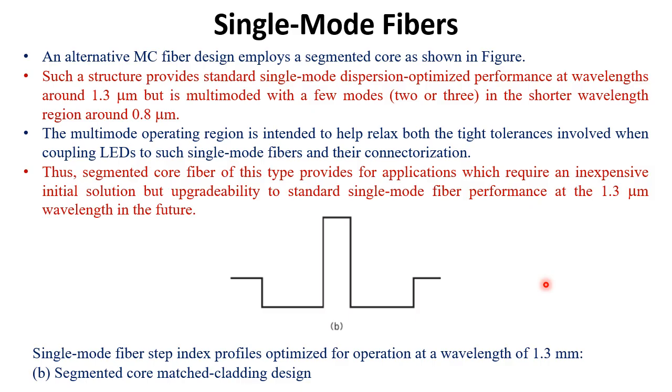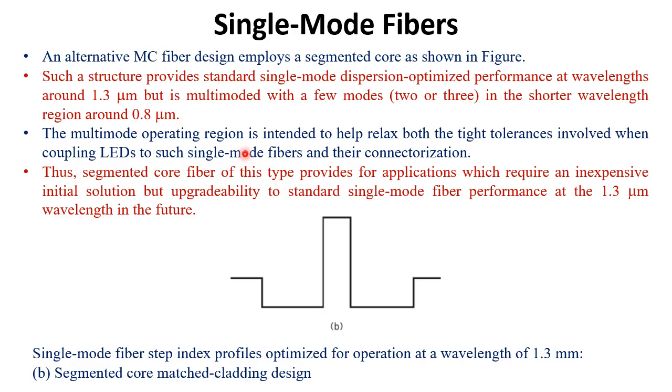So if we use this particular fiber at 0.8 micrometer instead of 1.3 micrometer, then it will be almost single mode. Only a few modes, two or three, will be there, but its performance will be much better than conventional multimode fibers.